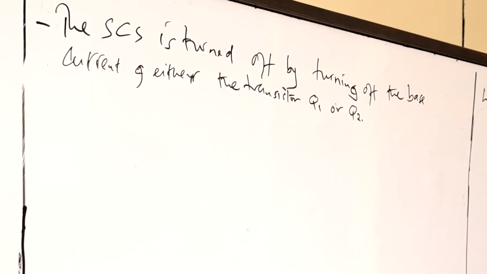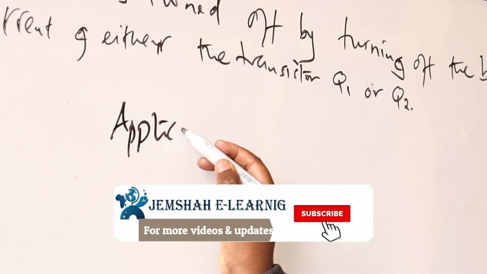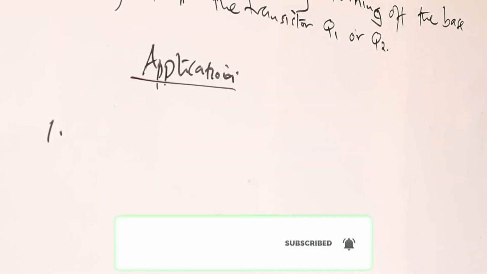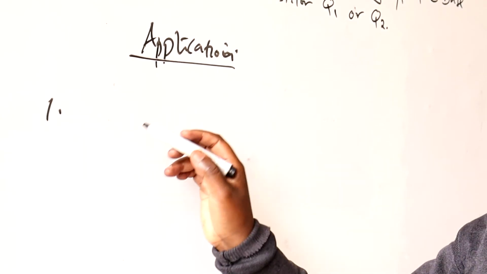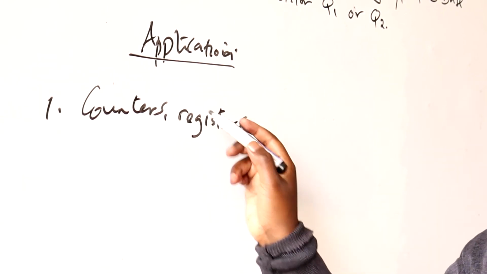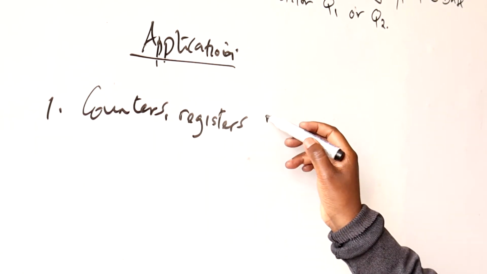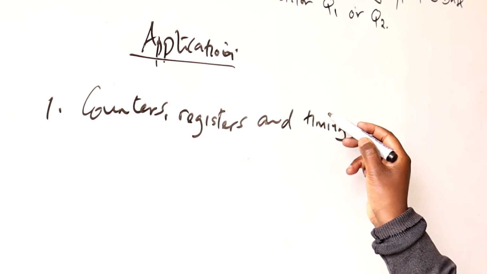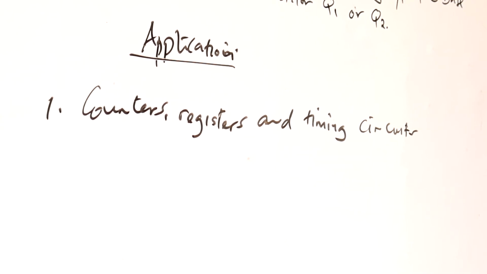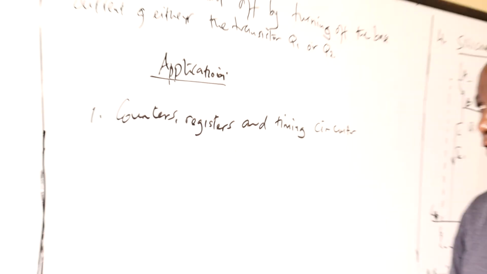Then we talk of the applications. From the operation itself, we talk about counters, registers, or counting devices, and timing circuits. When we're using this as counters, we shall be able to register an increment in the amplitude. When we're talking about timing circuits, you can know when the system is going to be turning on, or when a certain level is reached.